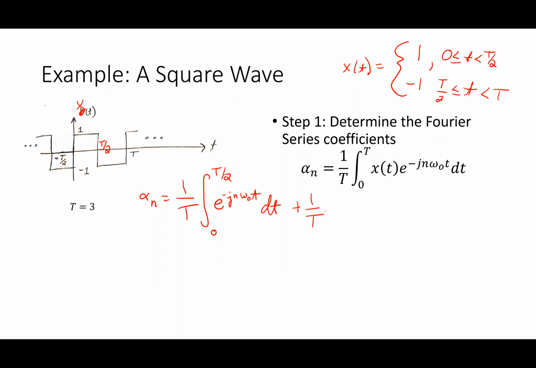Plus 1 over T times what? Integral, yeah, from t over 2 to t of, in this case, -1. So what I'm going to do is put a minus sign out in front. -1 e to the negative j n omega naught t dt. Very similar integrals, but not exactly the same. All right, now what? These are pretty easy integrals to do. I will admit you're going to have some uglier ones probably in the homework, because some have integration by parts. They're not bad, but they're integration by parts.